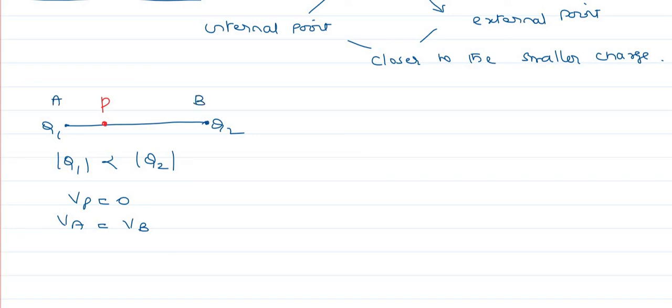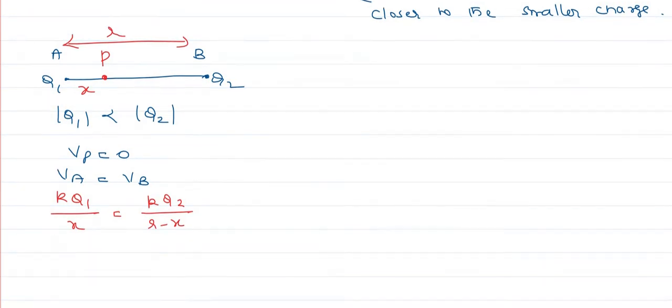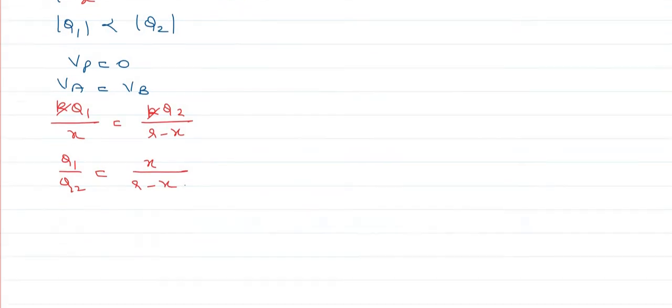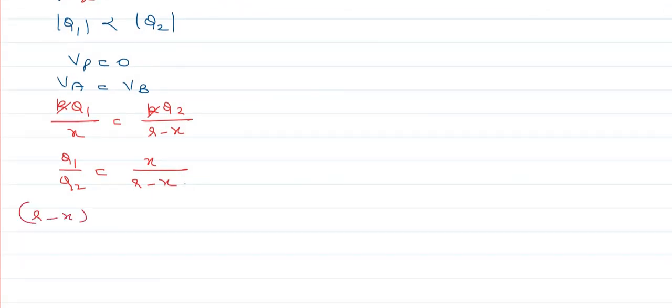Because they are equal and opposite, right? So now what will happen? Here it is due to what? K Q1 by what is the distance? X, if you take it as X. This is K Q2 by R minus X, where the total distance is R. So if you just do this math, what you will get? Q1 by Q2 will be equal to X by R minus X. So on simplification, what will you get? If you forget, then you can use this way. Otherwise, just learn that final formula.